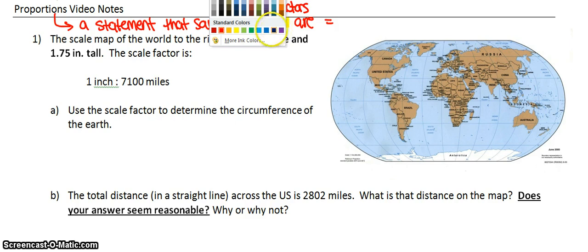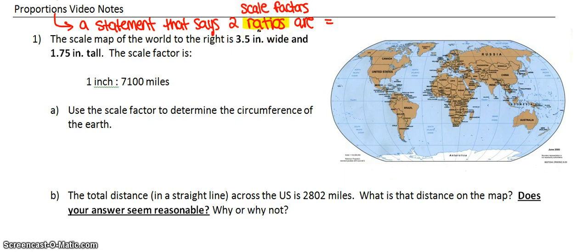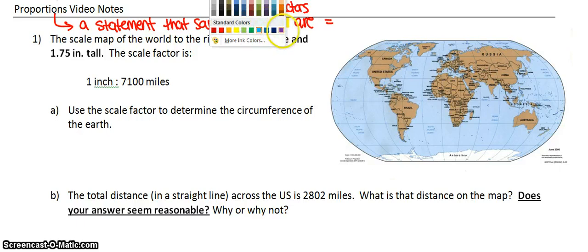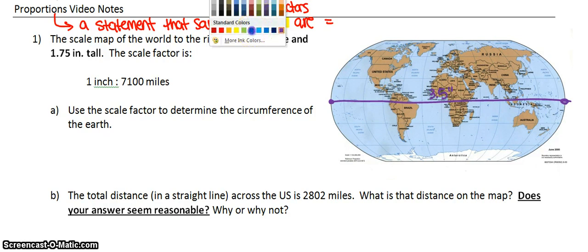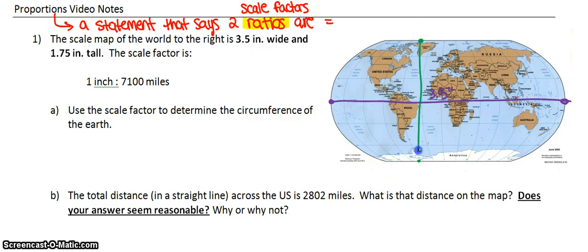Here's an example. Let's say you have a scale map of the world, and the world is 3.5 inches wide on the paper and 1.75 inches tall. So on the paper, the width, this is the widest part, so we'll say that this is 3.5 inches wide on the paper, right? That's not really the width of the whole world. And the height is from here to here. Its tallest part is 1.75 inches tall.